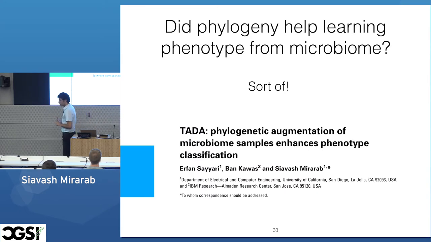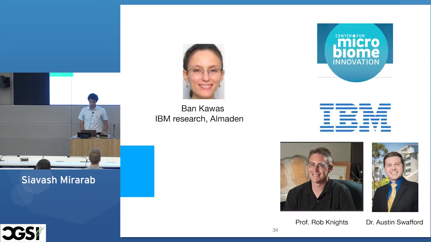Okay, so to just summarize, did phylogenetics help us in learning the microbiome phenotype? My answer at this point is sort of. It helped us with the augmentation, but it's not clear that it's giving us a huge improvement. It's also the most interesting part of our method, which was using phylogenetic branchlets, did not give us any extra improvement. So again, work in progress. The method was published in ISMB this year, but I think there is still a lot more to be done in this area.